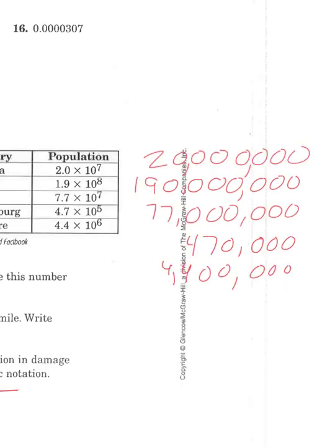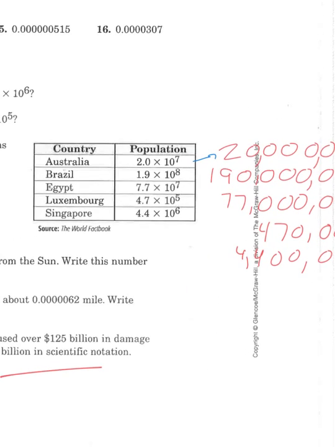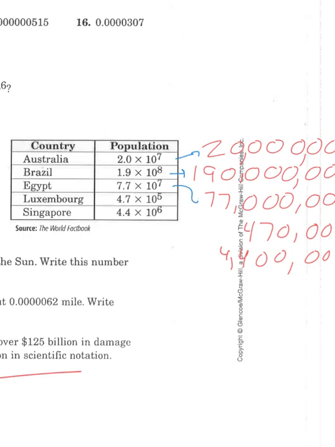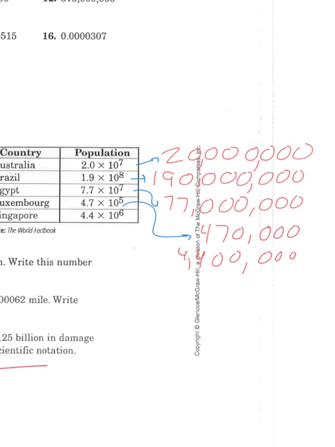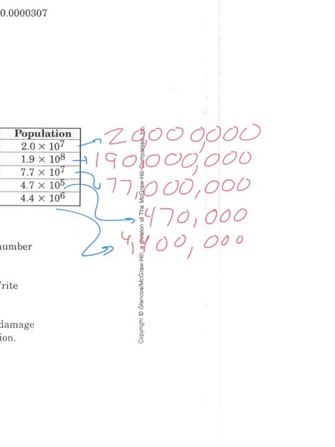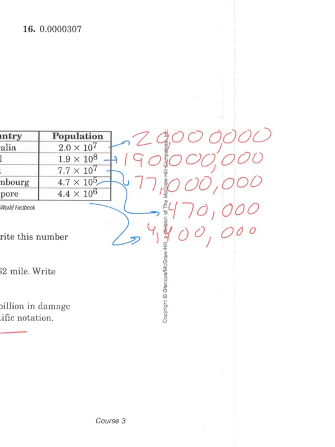Okay, so I wrote all the numbers as you can see here. Take a look. This first one was 20 million for the population of, what is it, Australia, it looks like. Brazil is 190 million. And the next one is Egypt, which is 77 million. Luxembourg down here, which is 470,000. And then Singapore down here, which is 4,400,000.